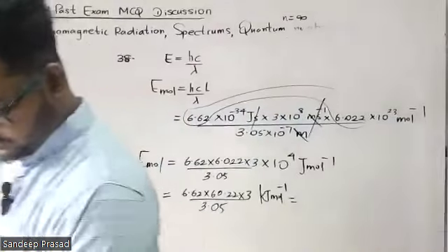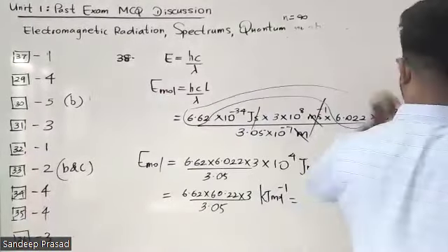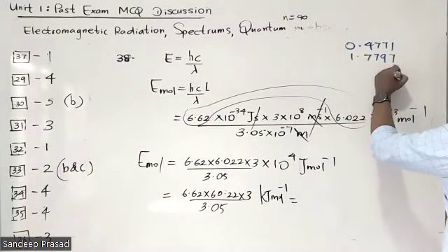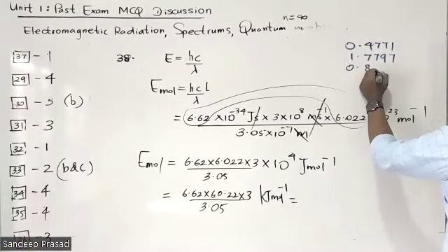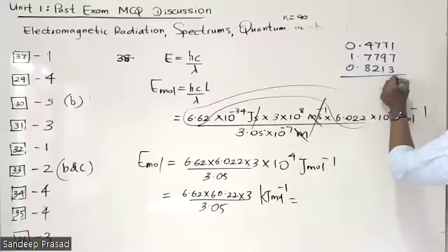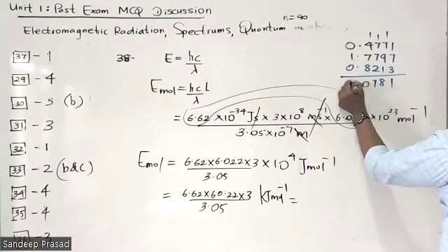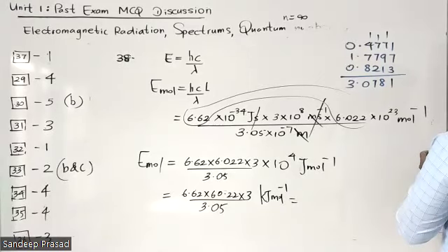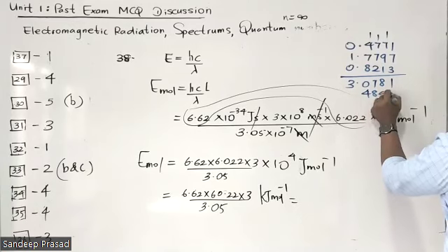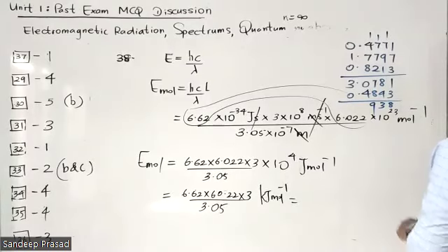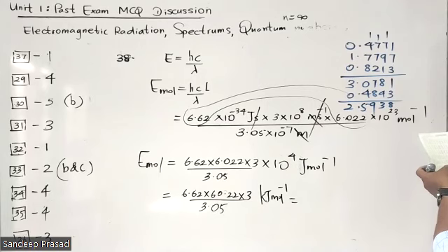What is the log value? Log value for 3 is 0.4771. Avogadro is 0.7797. Planck's is 0.8213, right? Summation. Then subtract the log of 3.05, which gives 1.5938, and the antilog is 39.25.